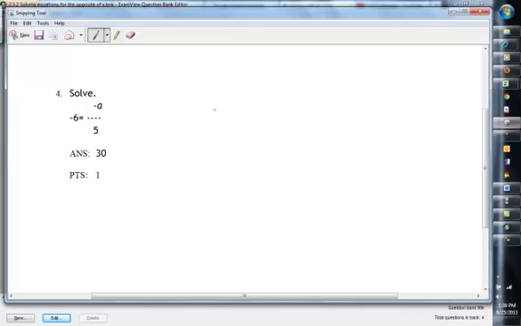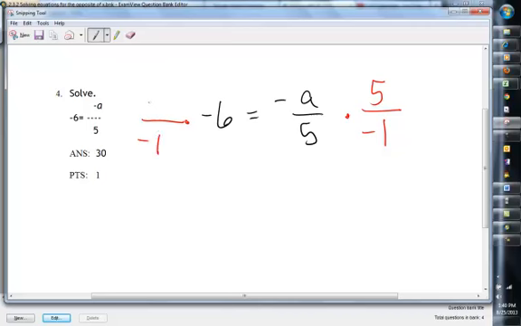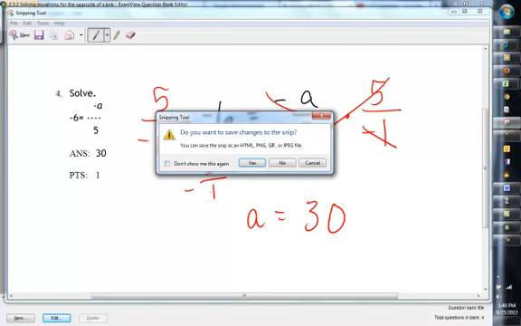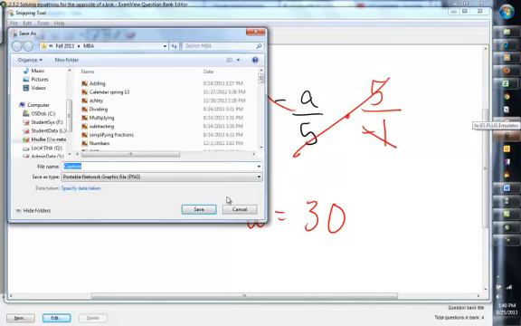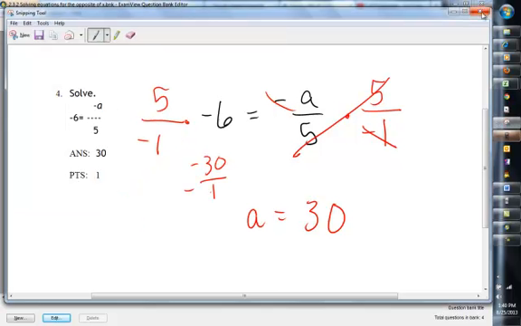Another time where we have a fraction, negative 6 is negative a over 5. Multiply both sides by the fraction, negative 1 under 5, negative 1 under 5. The 5's cancel, the negatives cancel, and you have negative 30 over negative 1 is a equals positive 30. So in section 2.3, you can see that we are working with solving by multiplication.